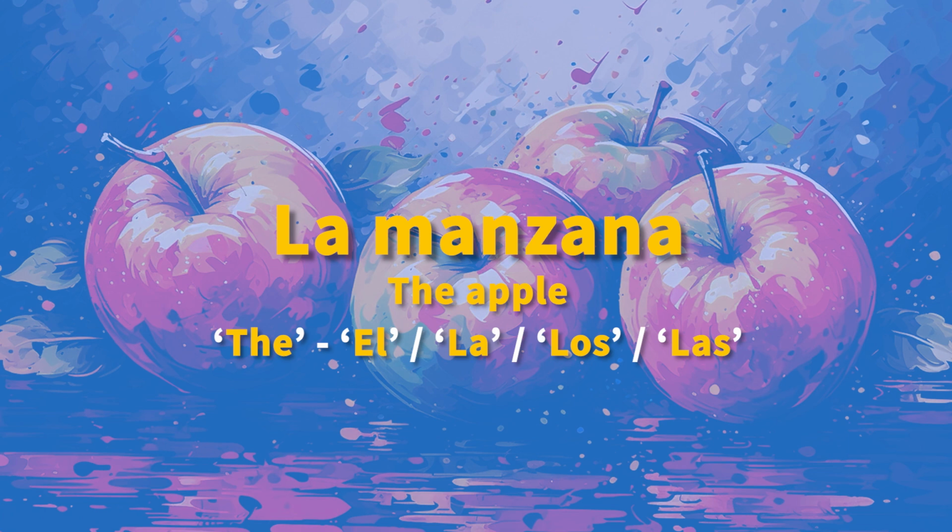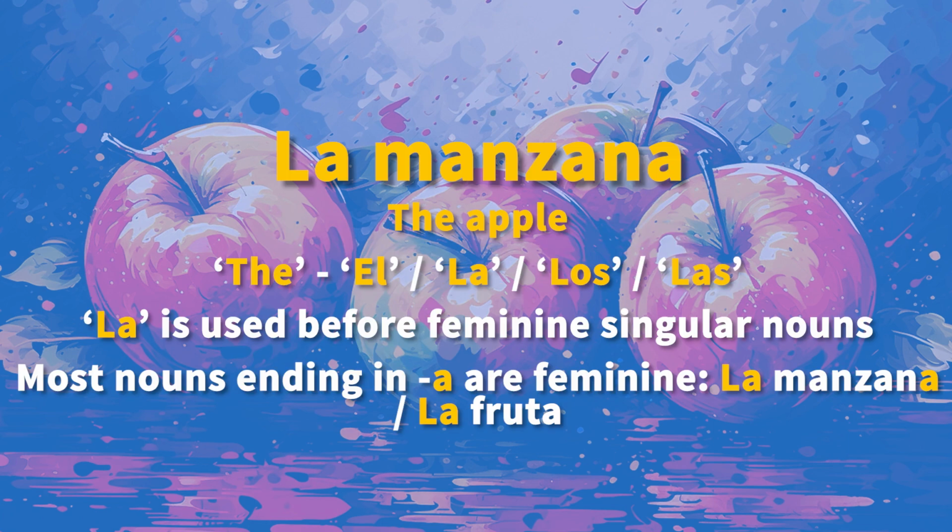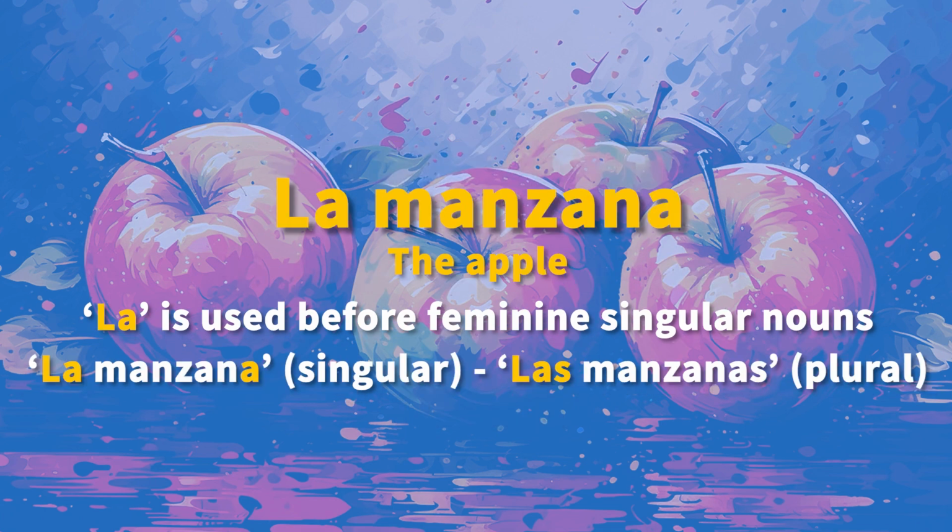El, la, los, las. La is the definite article used before feminine singular nouns, like la manzana or la fruta, the fruit. Most nouns that end with the letter A are feminine, which is why they go with la, like la manzana or la fruta. To make a feminine noun ending in A plural, just add an S to the noun and change la to las. So the plural of la manzana is las manzanas.